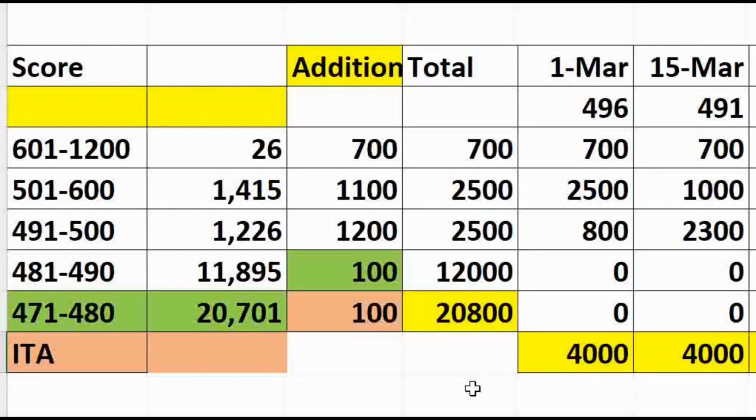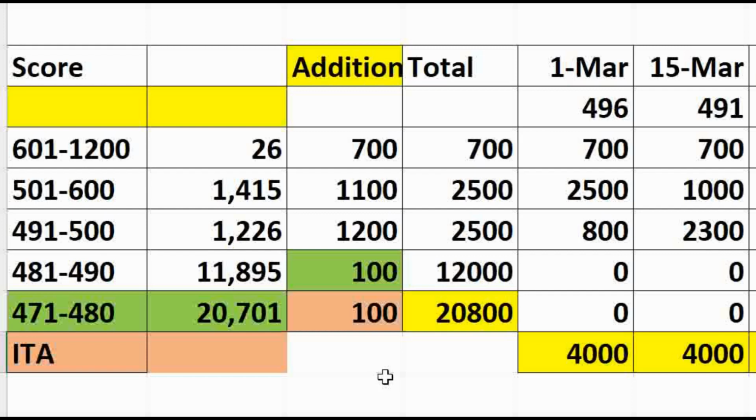So have a look at this chart. This is the CRS pool standing as on 15th of February after the draw. In the 601 to 1200 slab there are 26 candidates. In 501 to 600 there are 1400 candidates. 490 to 500 there are 1200 candidates. And 481 to 490 about 12,000. And in 471 to 480, 21,000 approximately. So now let us move further.